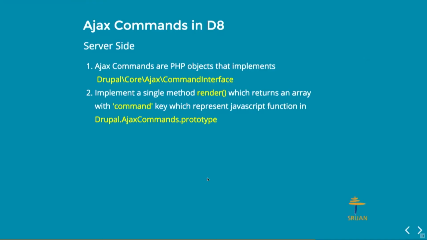And on the server side, it's the same way of responding to the Ajax request, but there's a subtle difference. Ajax commands are PHP objects on the server side that simply implement the Drupal Core Ajax CommandInterface. In Drupal 7, those were simple functions that returned an array which has the command key, which represents the function in JavaScript.